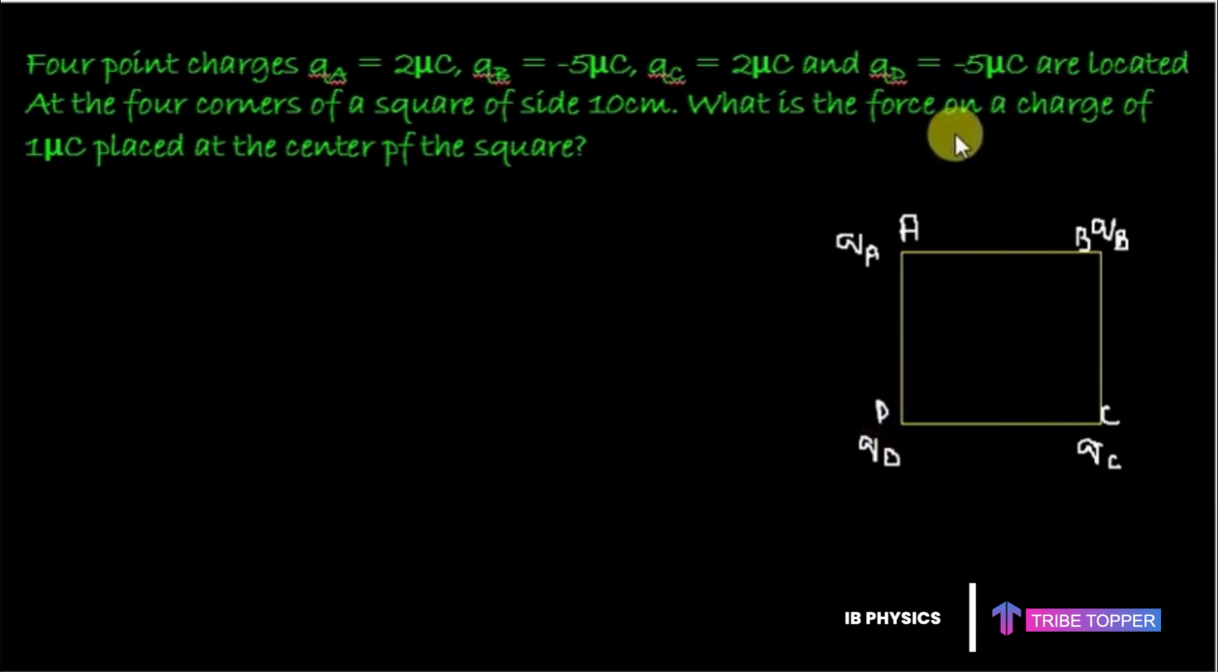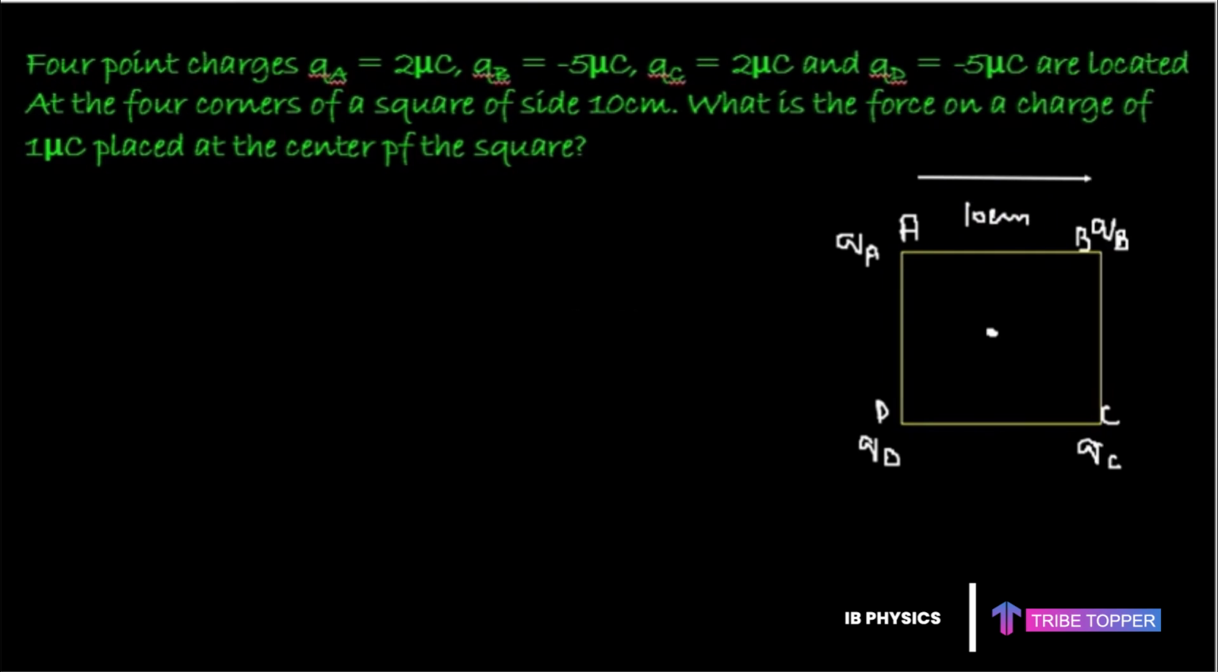We have to find what is the force on a 1 microcoulomb charge placed at the center of the square. So we first need to find the distance of this charge from all the other four given charges. The side of the square is given to be 10 centimeters, so we'll write this side here, 10 centimeter.